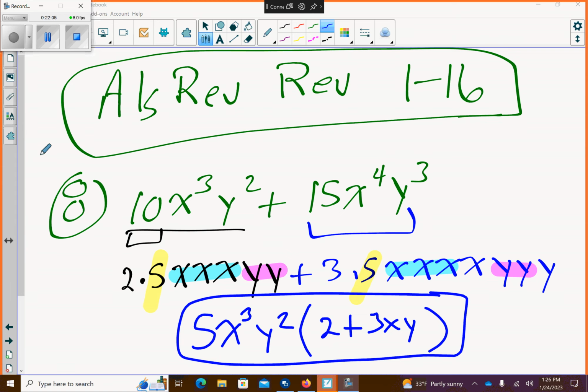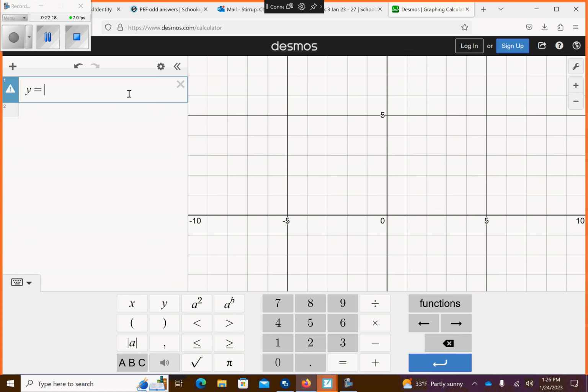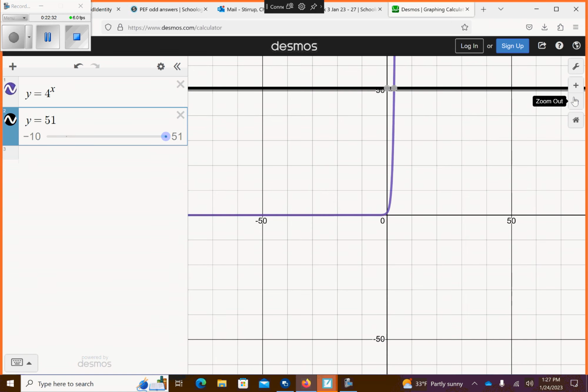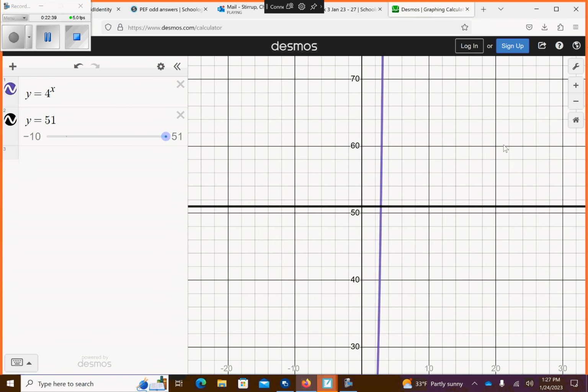15? You got it. So number 15, I have 4 raised to the x is equal to 51. Agree? I'm going to go right to our buddy Desmos, and I'm going to graph two things. I'm going to graph y equals 4 raised to the x. That's my first one. And then I'm going to graph y equals 51 for my other one. Okay? I'm going to zoom out so I can find both of my graphs. And it looks like it's taking place right there. You can zoom in on it if you want. So your answer on number 15 is just 2.836. Ignore the y. Okay?